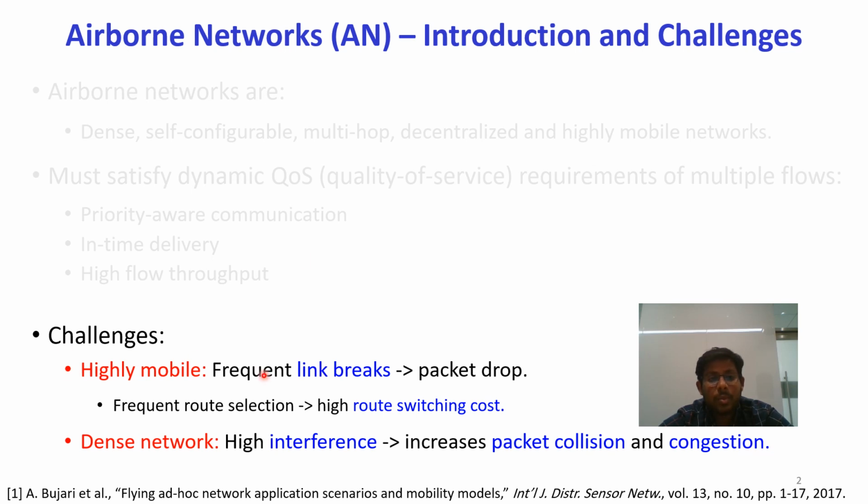The nodes are highly mobile. This results in frequent link breaks, which causes packet drop. Frequent link breaks require frequent route selection. This has high route switching cost because the source node has to retransmit all the dropped packets again on a new route. Airborne networks are highly dense, and due to the high node density, nodes interfere with each other's transmission. This increases packet collision and therefore the congestion in the network.